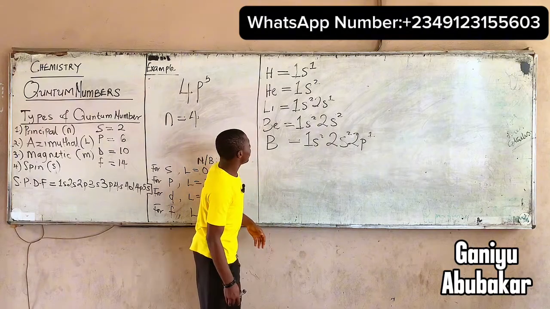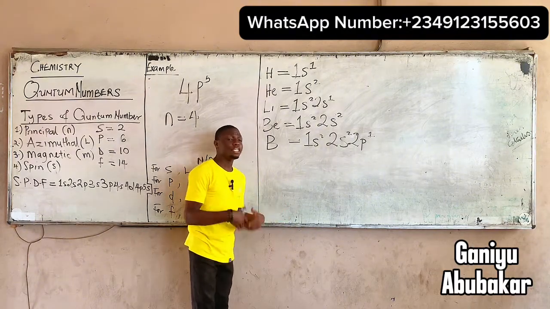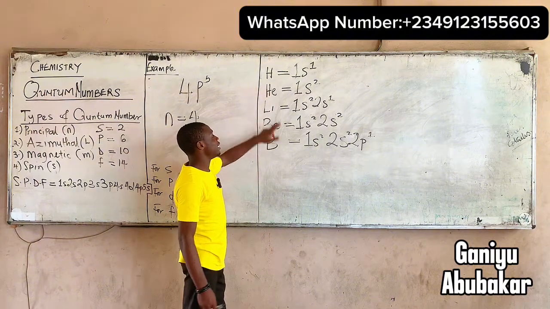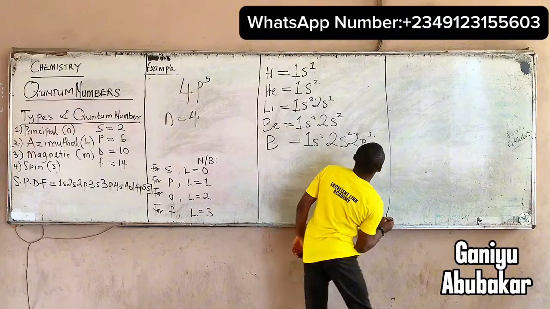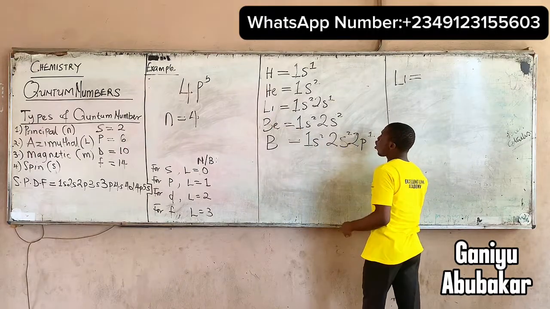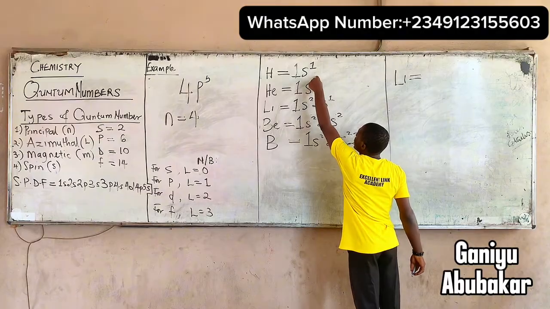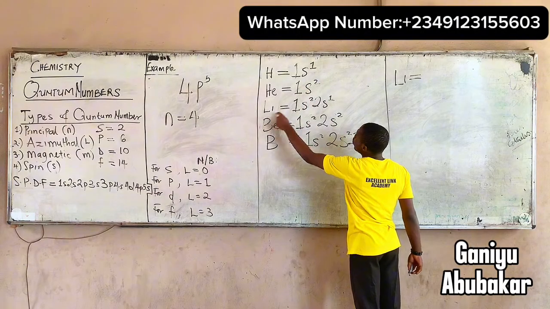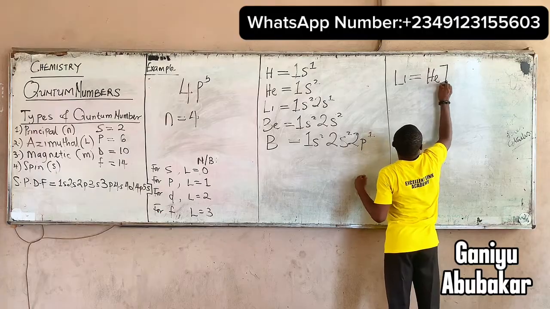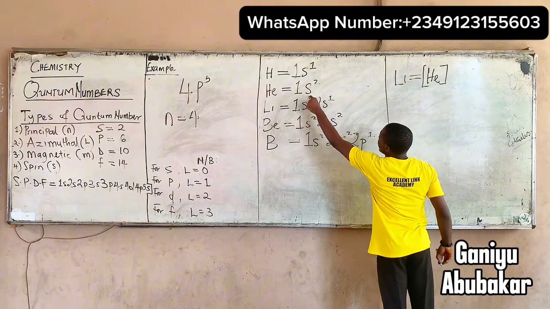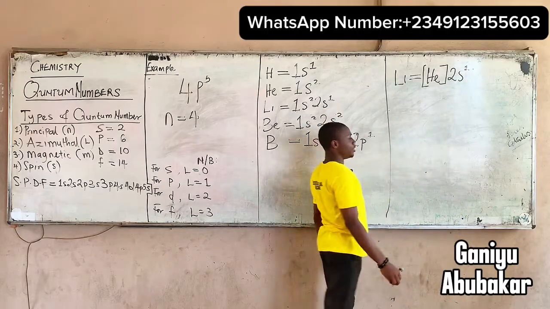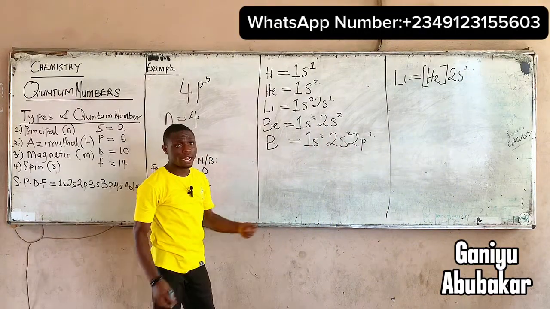All right, let's now look at how to write the SPDF configuration of an element in terms of other elements. Look at lithium, Li. I can write lithium in terms of helium. Helium is 1s squared, but 1s squared exists in lithium, so I'll replace it with helium. So lithium can be written as helium in square brackets, where 1s squared represents helium, then 2s to power 1. This is how to write the SPDF of an element in terms of other elements.